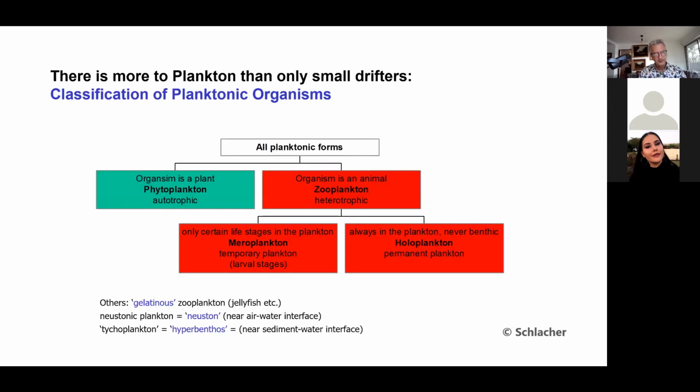Right. Now, here is another classification. I promise you it's almost the last one. And essentially, when you talk about plankton, you can say, well, is it an autotroph or is it a heterotroph? Are we talking about phytoplankton or are we talking about zooplankton?